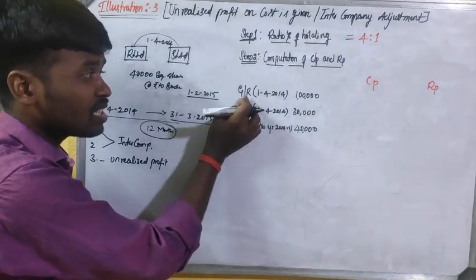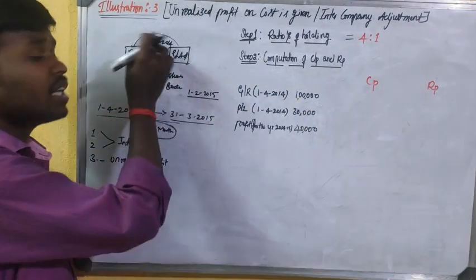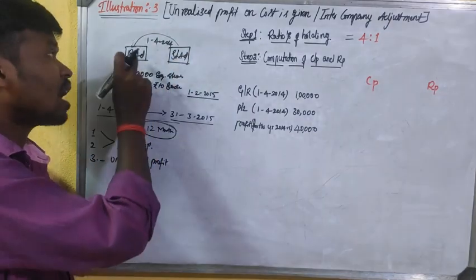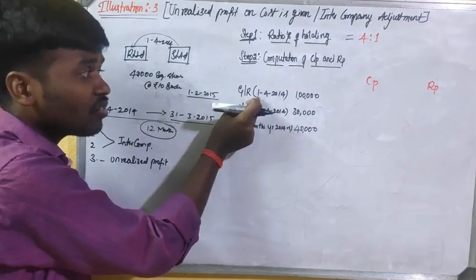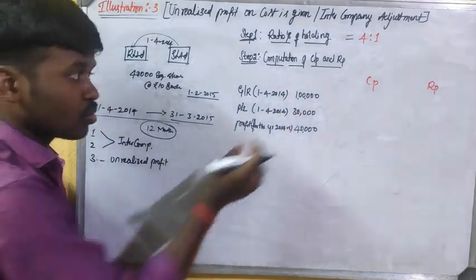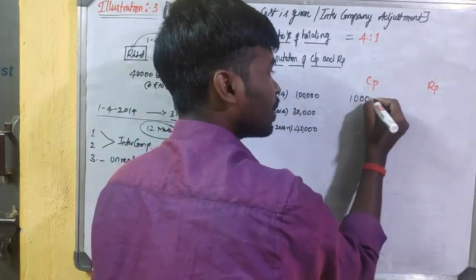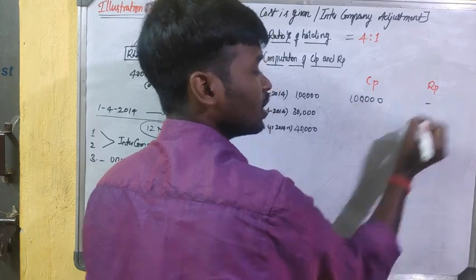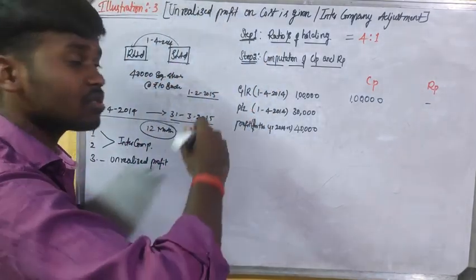Okay, so if the general reserve on this date is that much, which means on the date of acquisition of the shares by R Limited in S Limited, the general reserve balance on 1/4/2014 is 1 lakh rupees. So then it is completely called the capital profit. Okay, so there is no reserve created after acquisition.